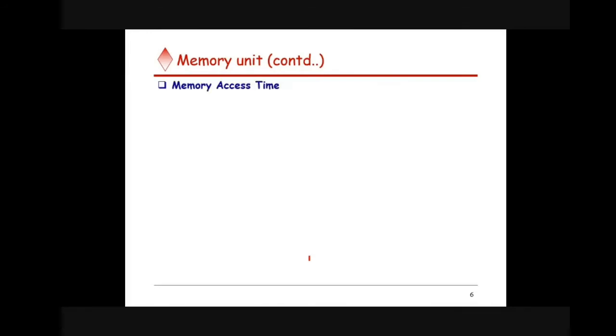Next one is related to memory only. What is memory access time? What do you mean by memory access time? Who will be accessing your memory? The processor will be accessing your memory. When the processor is accessing the memory, the time required for accessing a particular word from the memory to the processor is called memory access time.